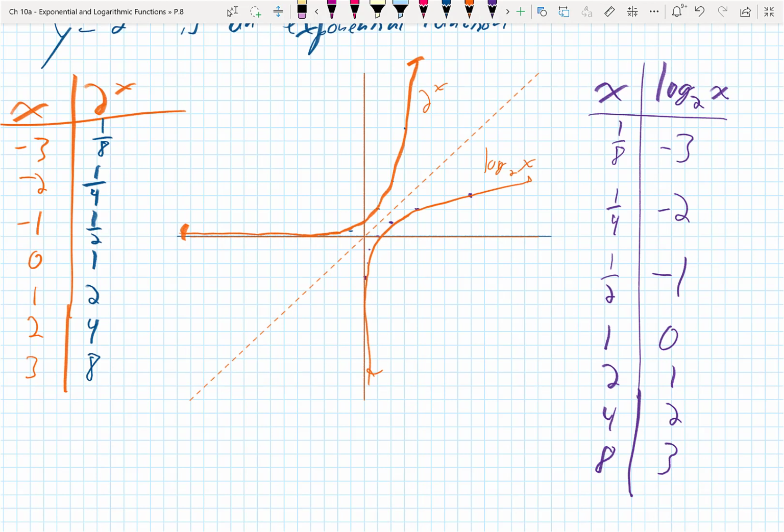This concept is 10-3. We're not going to do it this year. It's on inverse functions and their graphs. We'll do it in pre-calc. But this is what happens when every xy point becomes a yx point. You reflect about y equals x.